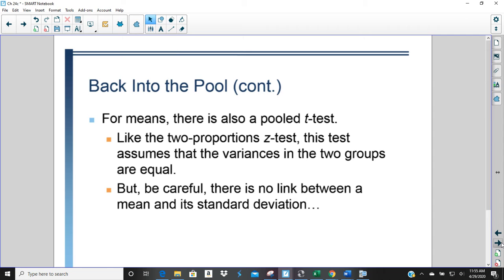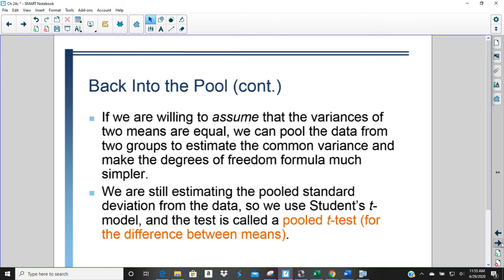Like the two proportion z-test, this test assumes that variances in the two groups are equal. That assumption is extremely rare. So to say that variances are equal amongst means would be very rare. If you're willing to assume the variances of two means are equal, you can pool. But here's what I'm going to say right now, and I'm going to blow through some of these pages: in this class, you are not going to pool for means.